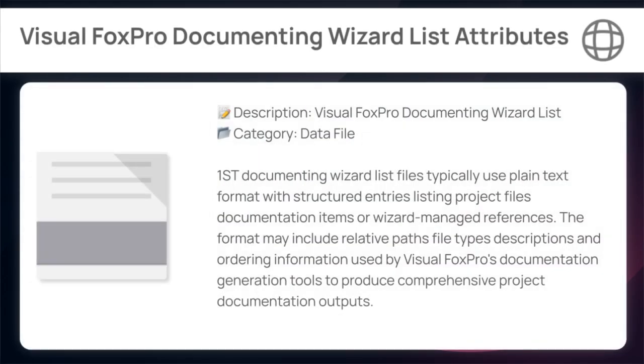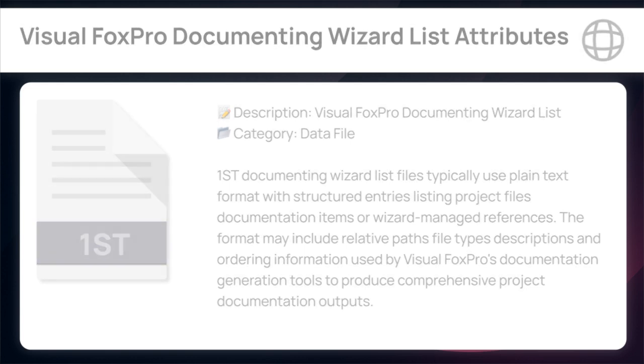Want.st documenting wizard list files typically use plain text format with structured entries, listing project files, documentation items, or wizard-managed references. The format may include relative paths, file types, descriptions, and ordering information used by Visual FoxPro's documentation generation tools to produce comprehensive project documentation outputs.